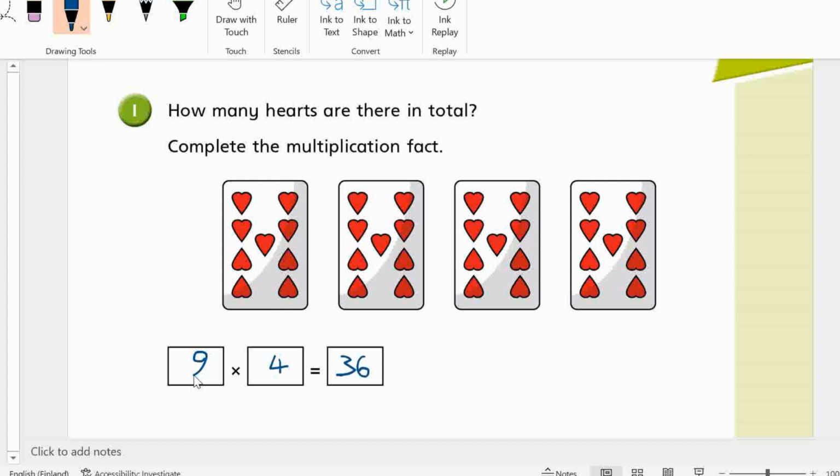36, good. Okay, so we did some ways of working out the 9 times table. You can also do 4 times 10, and then you just have 40, and then you just subtract 4, okay, to get your answer.